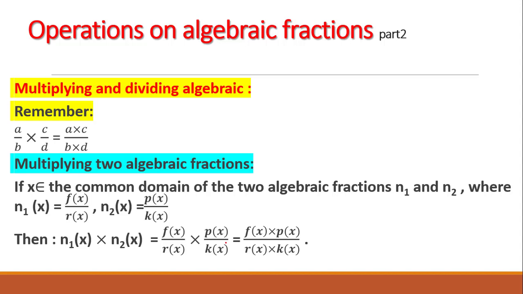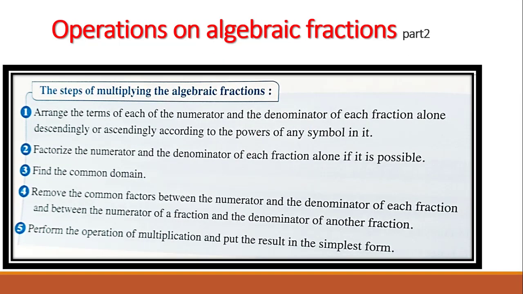Let's revise fractions. If you have two fractions and you want to multiply them together, you will multiply the numerator by numerator and denominator by denominator. This is the same as algebraic fractions. I'll multiply numerator by numerator and denominator by denominator. Here, for example, n1 multiplied by n2 equals f of x multiplied by p of x over r of x multiplied by k of x, the same way as fractions.